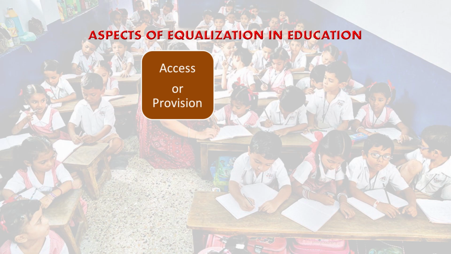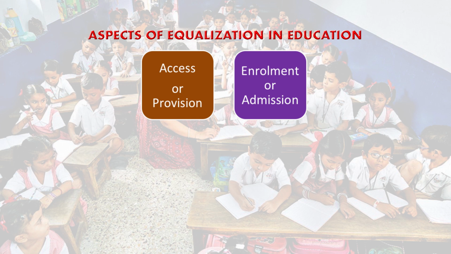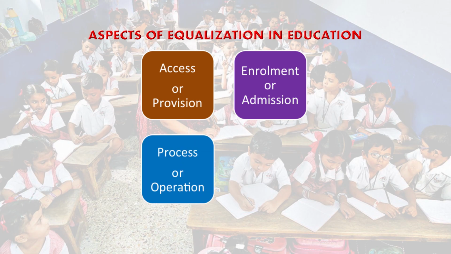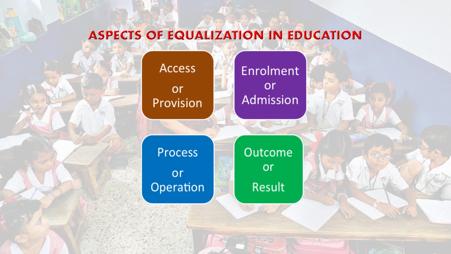and provision. Further, enrollment or admission, we will focus upon enrollment or admission. Then process or operation. We have developed a process, but we have to be vigilant about the operation, vigilant about the practices of the process. Further, outcome or result: what is the outcome, and accordingly whether the results are coming or not. So, these are the important aspects so far as equalization of educational opportunity is concerned.